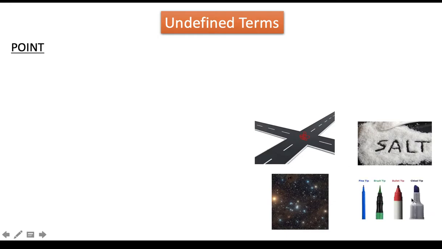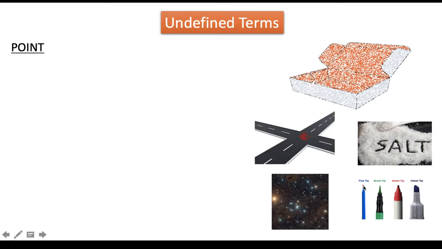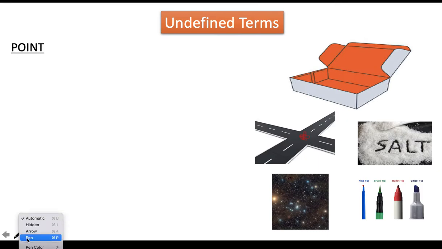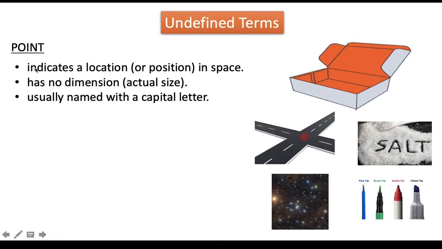The tip of this pen represents a point. The corner of that given box right here also represents a point. So in geometry, a point indicates a location or position in space, but it has no dimension or actual size. And it is usually named using a capital letter.